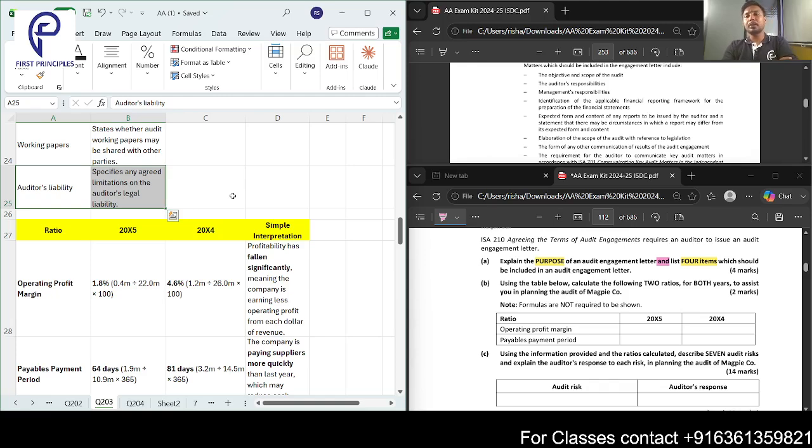So anything is an auditor's liability. If you're writing that management has to do XYZ, even an auditor's liability comes at the end of the day. Right. So any agreed limitation on the legal liability. Auditors also say that I can only do the audit on a sample basis, and I can only give you a certain amount of surety. If I can't give you 100% guarantee, I'm going to give you reasonable assurance. I cannot give you absolute assurance.